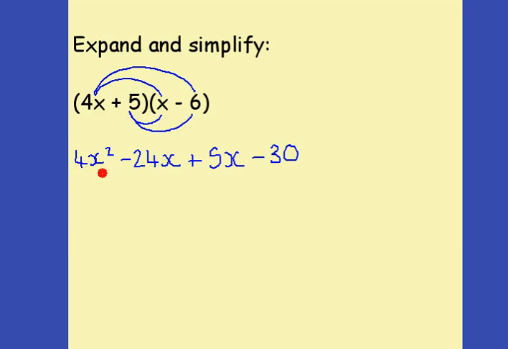So we look at each term and see where we have the same creatures again. We've got these two in the middle, which are both x's. So we have 4x squared, then we have minus 24x plus 5x, which gives us minus 19x, and then minus 30 on the end.